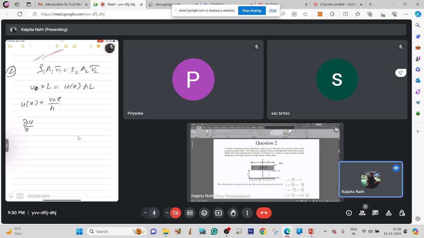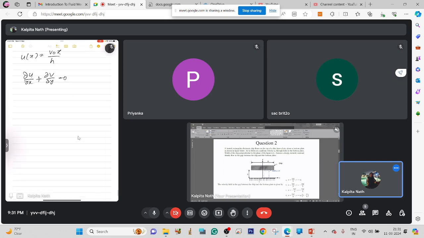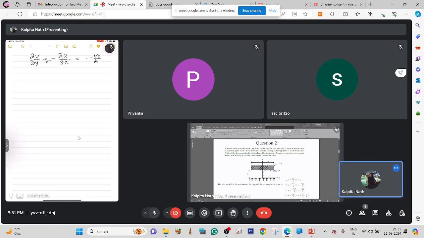Now del u del x, as per continuity equation, we know that del u del x plus del v del y is equal to 0. So del v del y is equal to minus del u del x, which is minus v naught upon h. If we integrate, we'll get v from here.